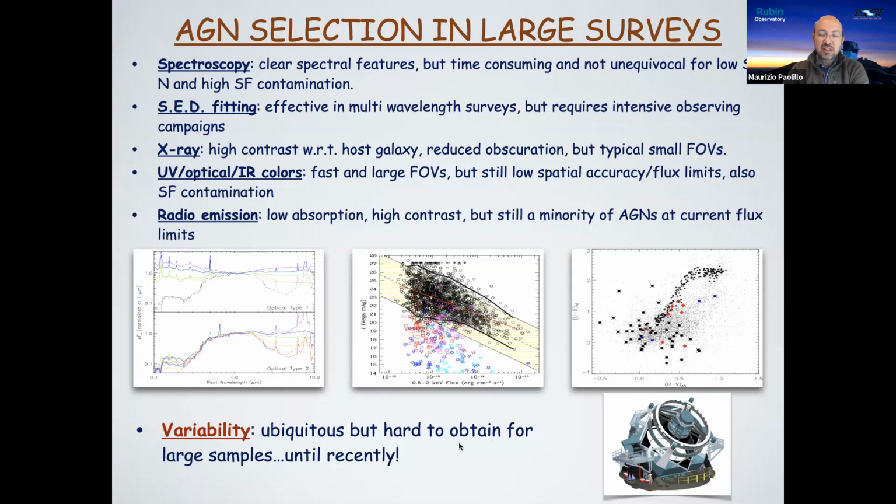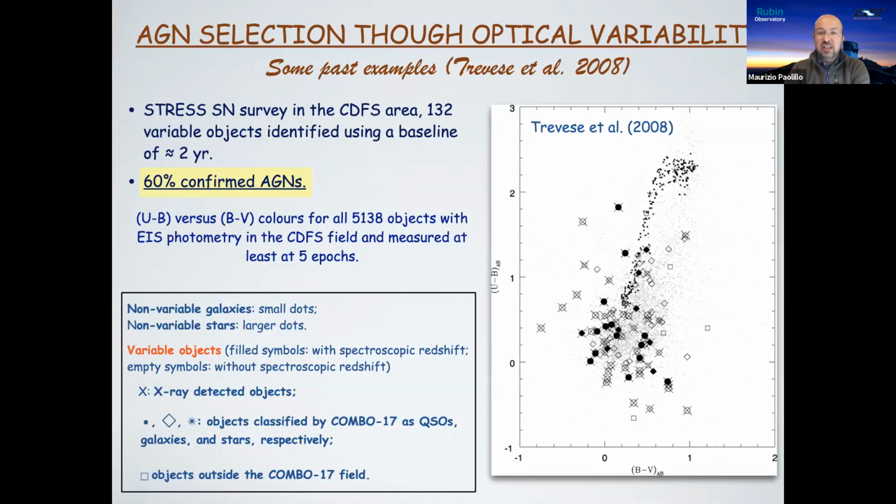So when we started this a few years back, there weren't so many studies going very deep. And I'm just showing a few highlights to show that we were trying to push the boundaries of what could be done with variability. So for instance, in this work by Treves et al. in 2008, looking at the Chandra Deep Field South area, they were able to retrieve AGN by variability, and 60% of the variable sources were confirmed over a 2-year baseline. Another study tried to use a higher resolution.